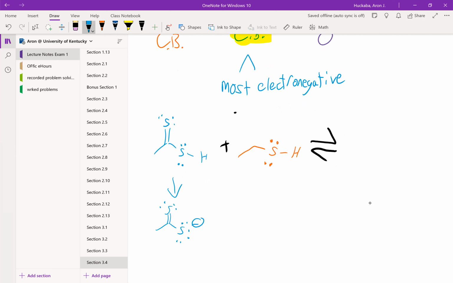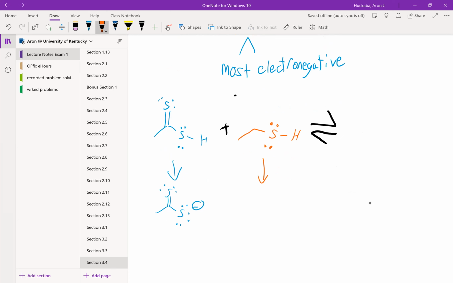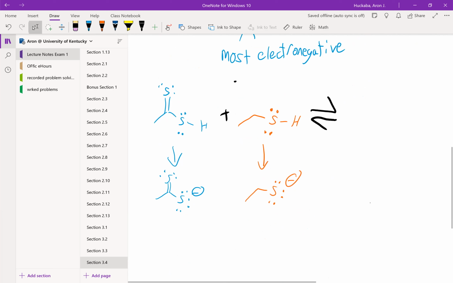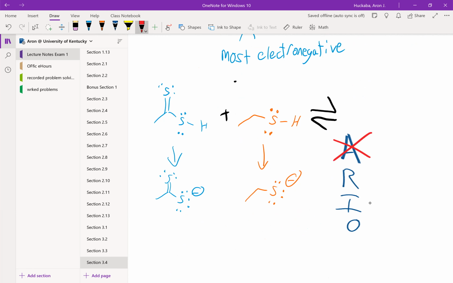And in this mercaptan here, or it's called a mercaptoethanol molecule, that's the conjugate base. Okay, so if we try to use atom again in ARIO, we will quickly find that, in fact, both are the same, right? We just talked about that.